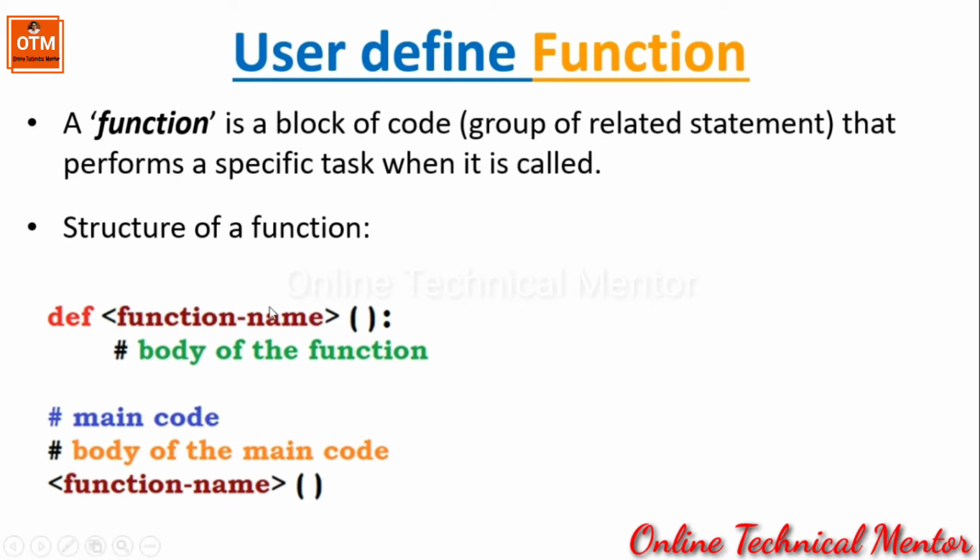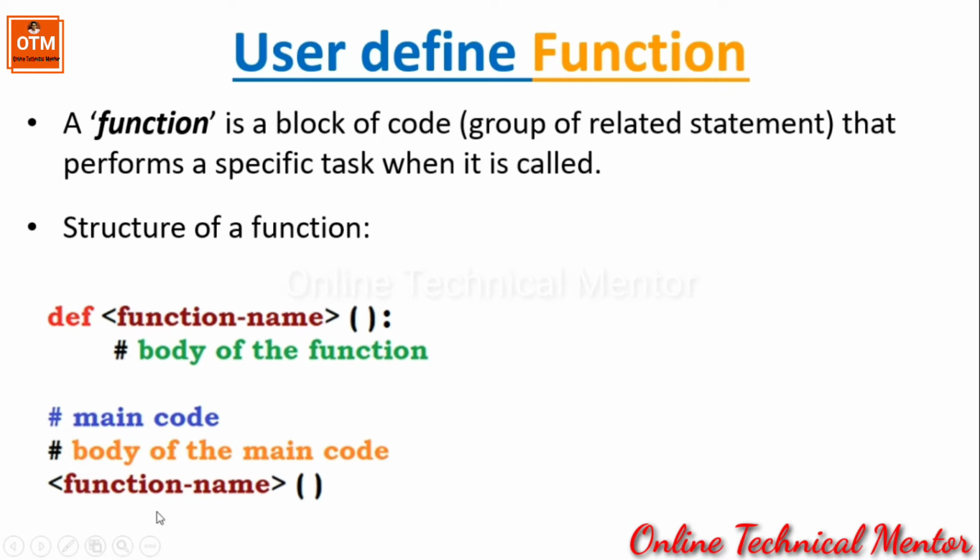After the function name, there will be a first bracket, open and close, which may or may not accept parameters. Then colon, and under this function name, by making an indentation, whatever lines we are going to write are considered to be the body of the function. So here I have written the body of the function. A function may contain more than one line also. The lines of code which are not within any function are considered as the main code. So the main code starts over here and the body of the main code must be written over here. And from within the body of the main code, we have to call the function by its name.